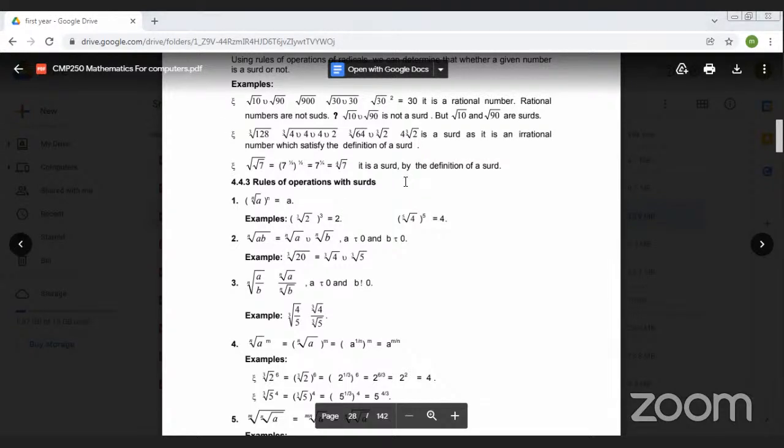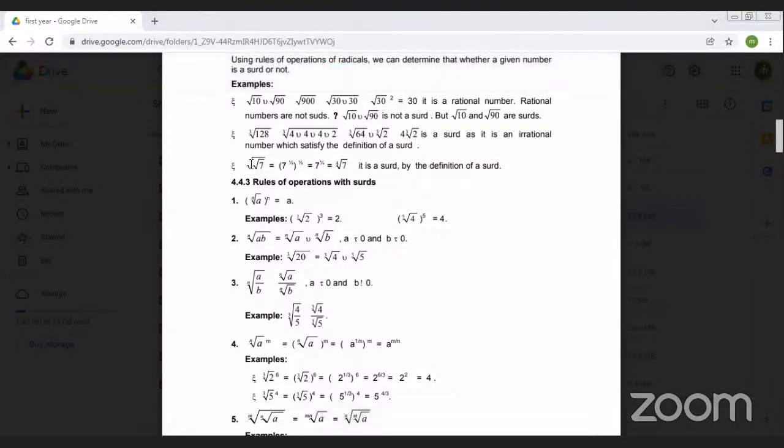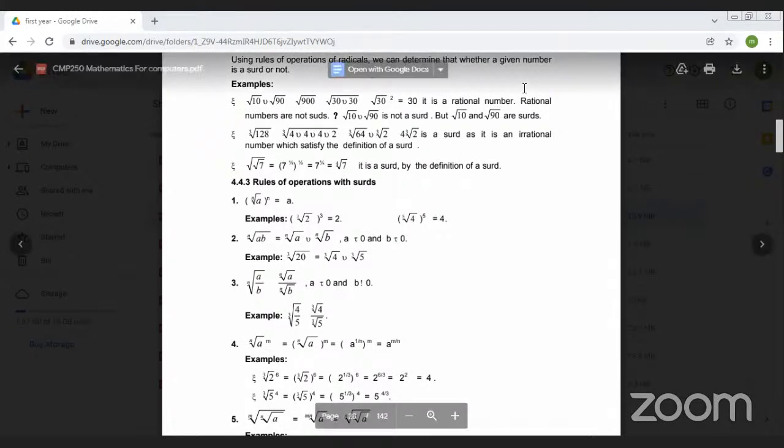See, let's take this example. You have to check it. Now see what they have said over here. Root of root 7. Now the value of root 7 is half, and afterwards again half. So half into half is 1/4, and the fourth root of 7 will always be an irrational number. So it is a surd.